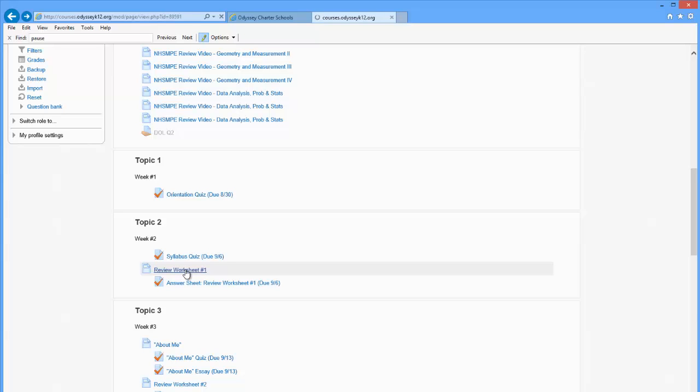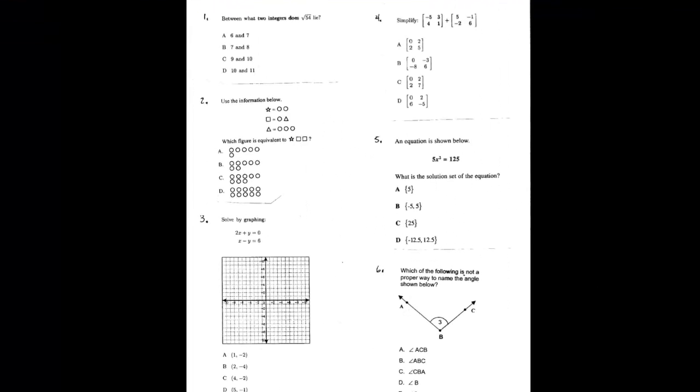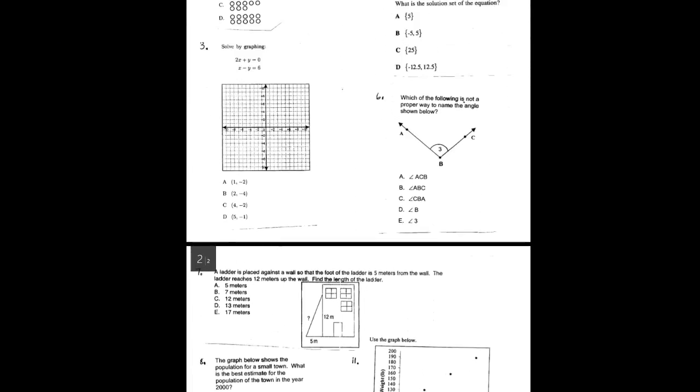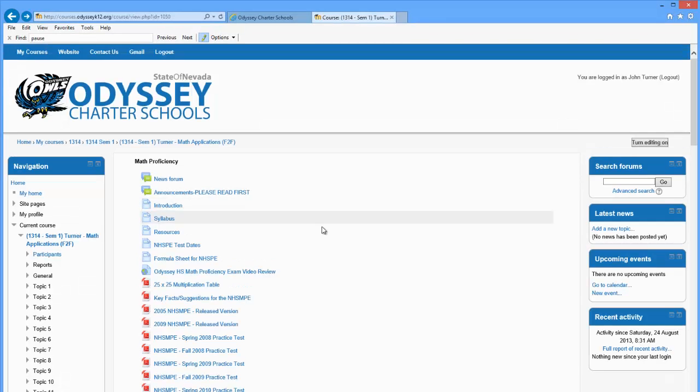The review worksheet, which you'll get from clicking here and opening, as you can see, has a bunch of problems that you will need to practice. They're proficiency types of problems. And those types of problems are the types of problems that you will see on the proficiency test. If I can click out of here, there we go. Let's click right back out of here. And then you will be able to work that worksheet out.